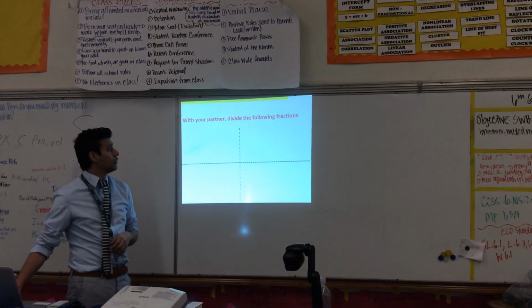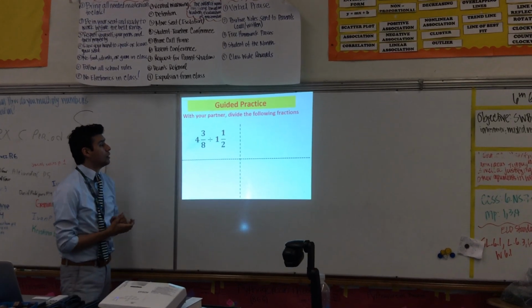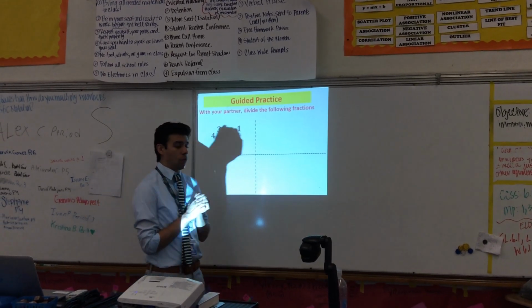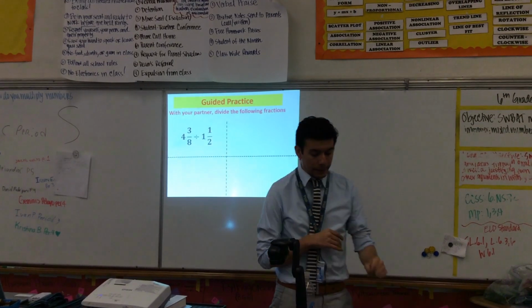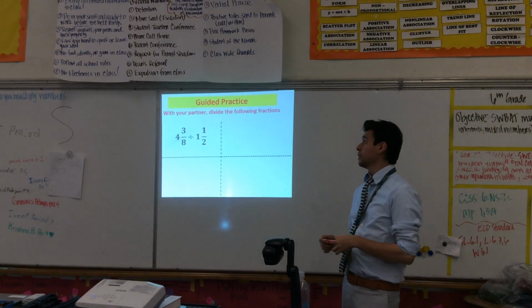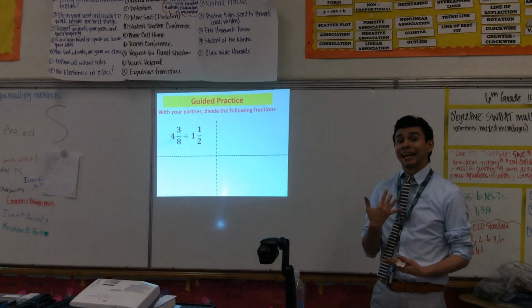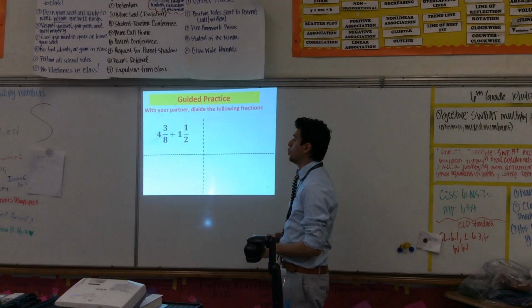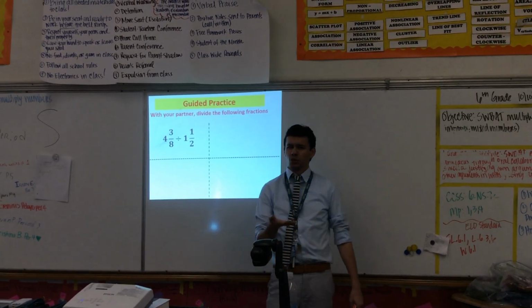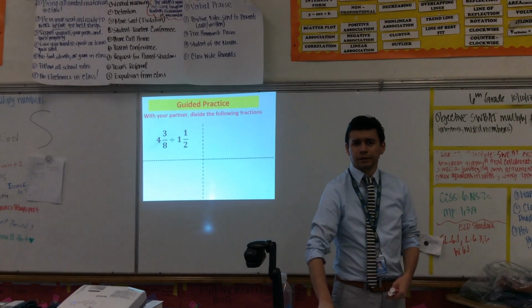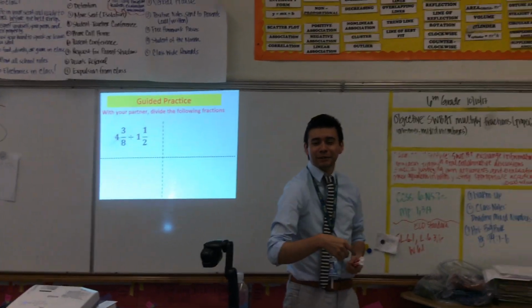So let's go over the first example that we went over in class. 4 3/8 divided by 1 1/2. Copy that down. Remember, we don't like really working with mixed numbers. The strategy that I gave you was to convert the mixed number into what? Improper fractions. Good! You deserve a chin.